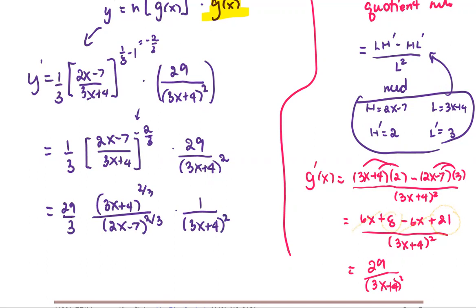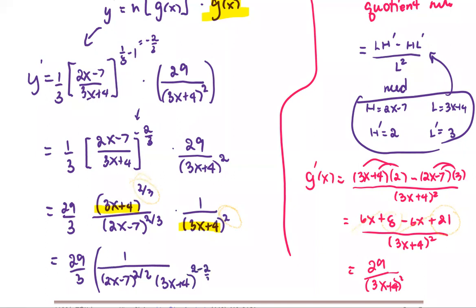After we write it in this form, you can see that we have 3x plus 4 on both the numerator and the denominator, but they don't have the same power. The power in the numerator is 2 over 3, but the power in the denominator is 2. We can adjust by rewriting it in a nicer form. This way, we gather them into the denominator. So we have 29 over 3 multiplied by 1 over the quantity 2x minus 7. We have nothing to do with that. But for the quantity 3x plus 4, we can combine the powers. So we subtract them: 2 minus 2 over 3.